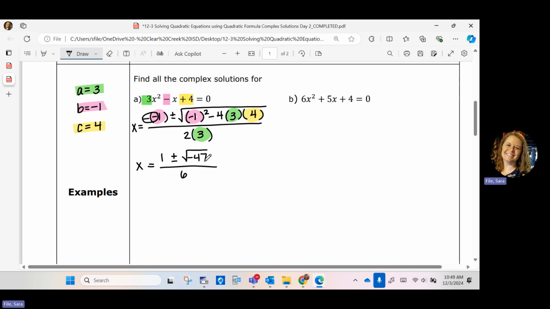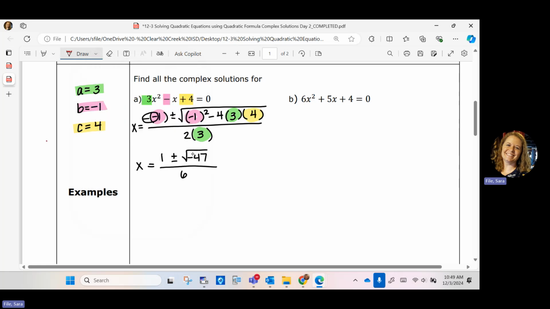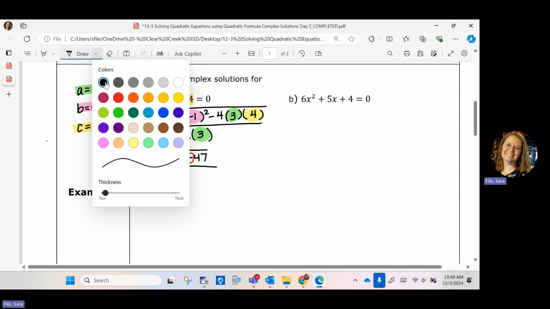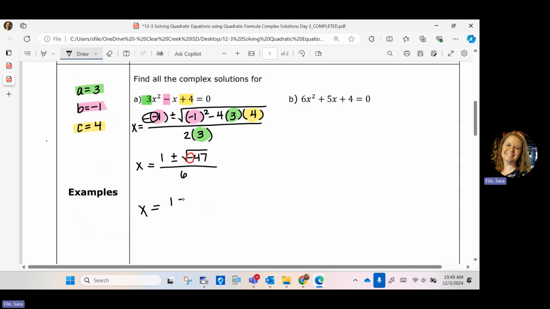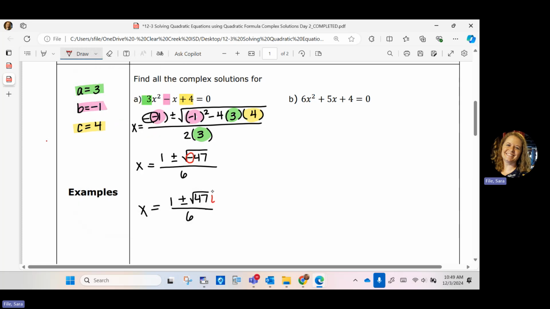So here's where we got yesterday. If the number was a prime number, we were done, right? There was no simplifying. 47 is a prime number, isn't it? Yes. So I can't simplify the square root of 47. However, what is special about this is that negative. That negative is going to come out. So this is 1 plus or minus the square root of 47 over 6, and that negative comes out and becomes i.